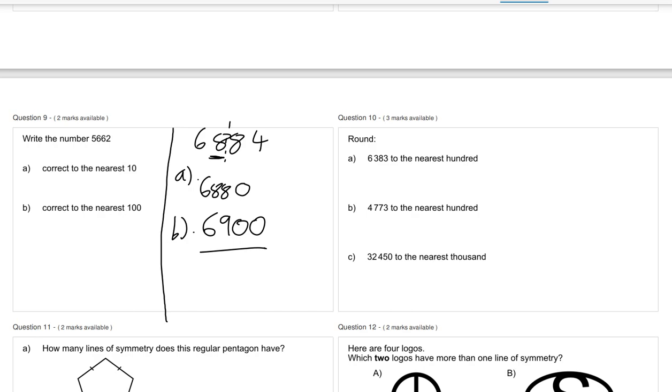Pause the video now, and when you're ready to see the answer, or if you're stuck, if it's not giving you the right answer, just press play. So for A, we should have 5660. For B, we should have 5700.